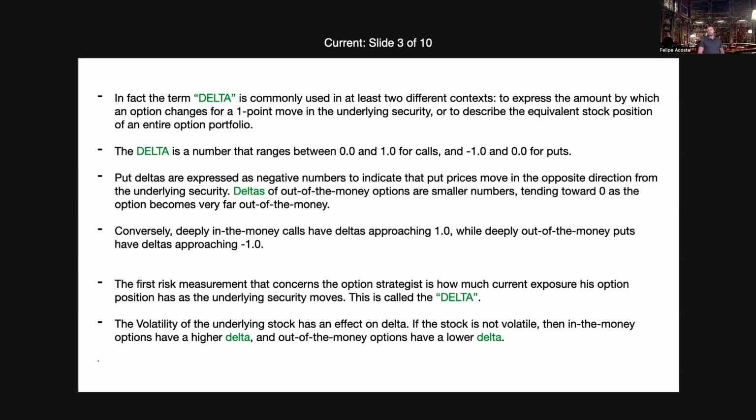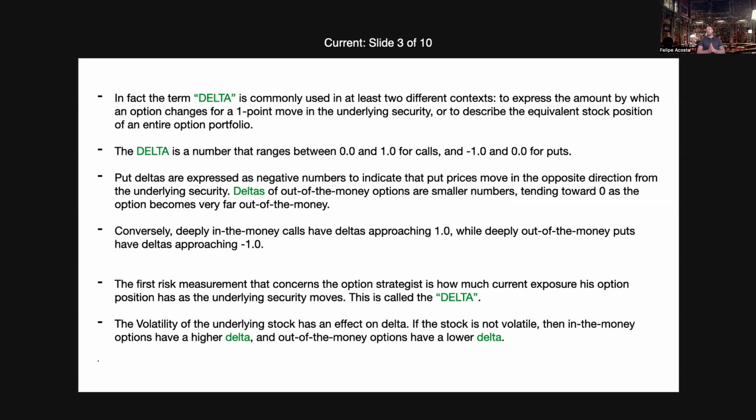puts. Put deltas are expressed as a negative number to indicate that the put price moves in the opposite direction from the underlying security. Deltas of out of the money options are smaller numbers, trending basically towards 0 as the option becomes very far out of the money. Conversely, deep in the money calls have a delta approaching 1, basically meaning that option has value, right? While deep in the money puts have a delta approaching -1. Again, meaning that put has intrinsic value, right?